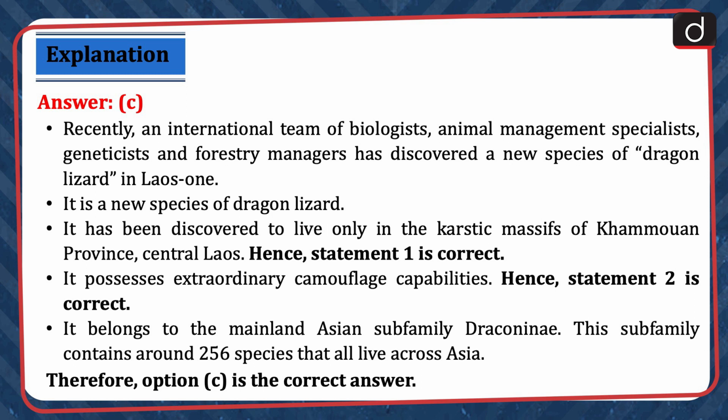Recently, an international team of biologists, animal management specialists, geneticists, and forestry managers has discovered a new species of dragon lizard in Laos. 1. It is a new species of dragon lizard. It has been discovered to live only in the karstic massifs of Khamon province, central Laos. Hence, statement 1 is correct. It possesses extraordinary camouflage capabilities, hence statement 2 is correct. It belongs to the mainland Asian subfamily Draconinae. This subfamily contains around 256 species that all live across Asia. Therefore, option C is the correct answer.